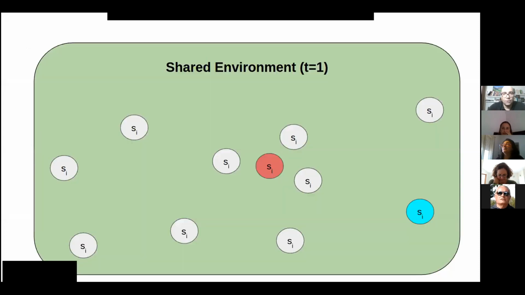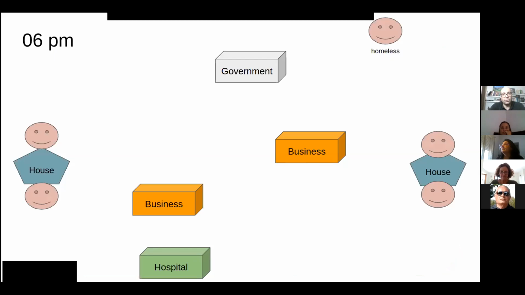So, if you remember the first version, where we had only people, agents that moved randomly over the shared space, no more. The second version is much more complex and well organized. We have the government, we have several businesses, we have homeless people, we have people that live together in houses, making families, and hospitals. And you see that in the simulation now, each iteration corresponds to 1 hour. In the first version, each iteration of the simulation corresponded to a whole day.